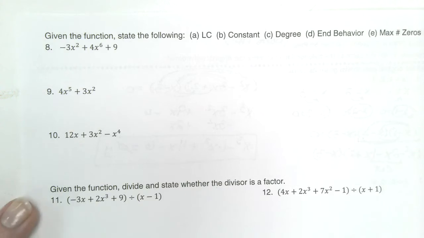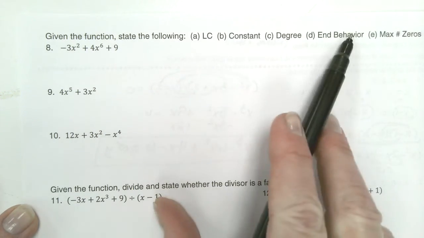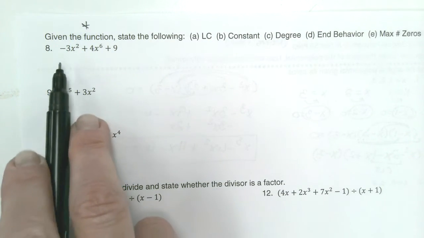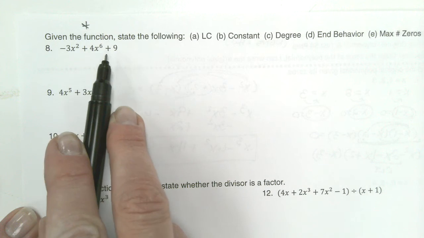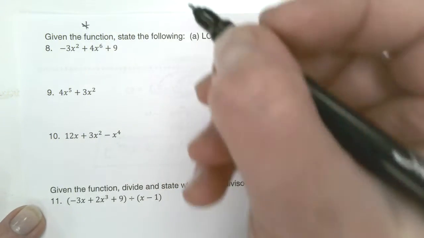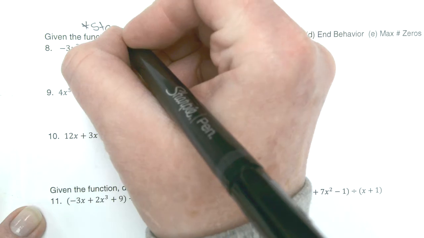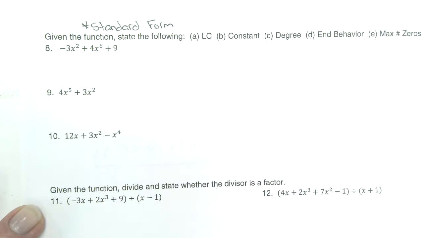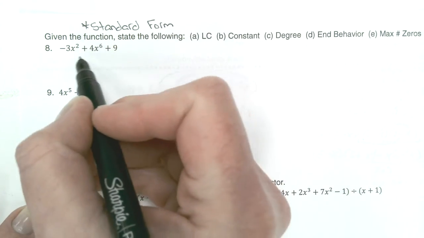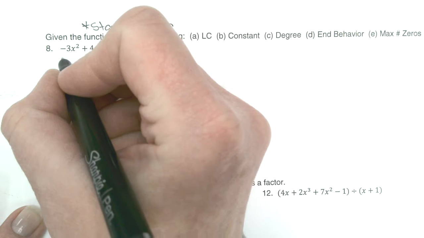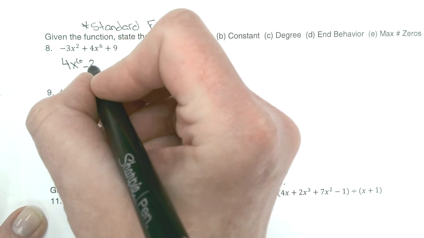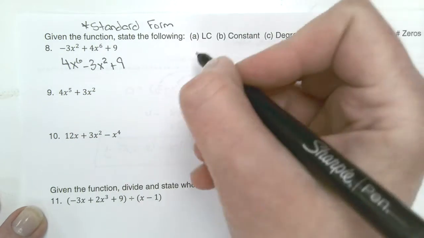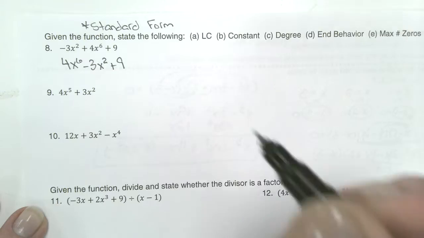Number 8. Given the following, state these things. Number 8, negative 3x squared plus 4x to the 6 plus 9. Before you can ever tell me anything about it, you need to make sure that it's in standard form. So let's rearrange our order first. 4x to the 6 minus 3x squared plus 9. Now we can come over here and we can answer questions.